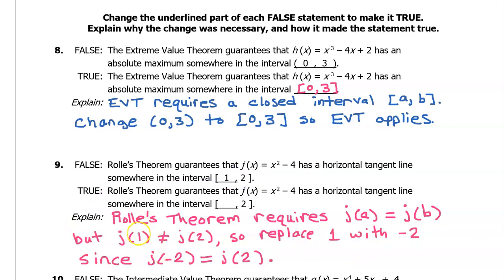To fix the problem that j at 1 does not equal j at 2, we can replace the 1 with a negative 2. Since j at negative 2 does equal j at positive 2, Rolle's theorem will apply. Putting in the negative 2 makes this a true statement. Notice that if we plug negative 2 in right here, we have a positive 4 minus 4, which is 0. And if we put a positive 2 right here, we also get 0. So j at negative 2 equals j at 2, and Rolle's theorem applies.